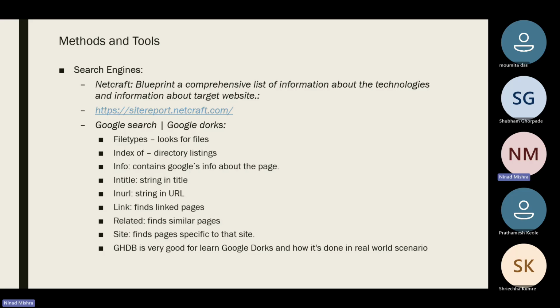And anything that is related to that company's website, it will try to find it. Site is very easy. If you want to look for any particular site, it will find pages specific to that site. So as we saw, GHDB is very good for learning Google dorking and how it's done in real life scenarios.